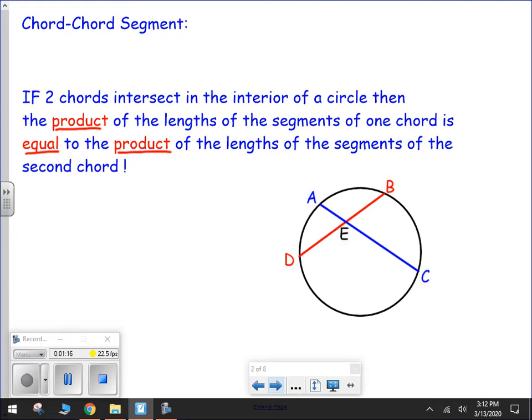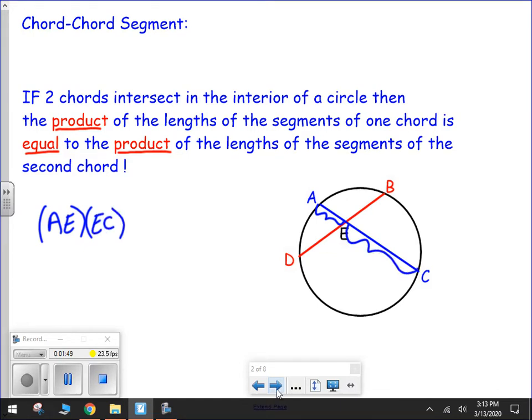Now, that's a lot of words for something that's not that complicated. What it's really saying is I have two chords in my diagram. I have AC and DB. They intersect. Their vertex is inside the circle. So I have to take the part of AC, the first part, which is AE, and product means to multiply. So I'm going to take the length of AE and I'm going to multiply it with the length of EC.